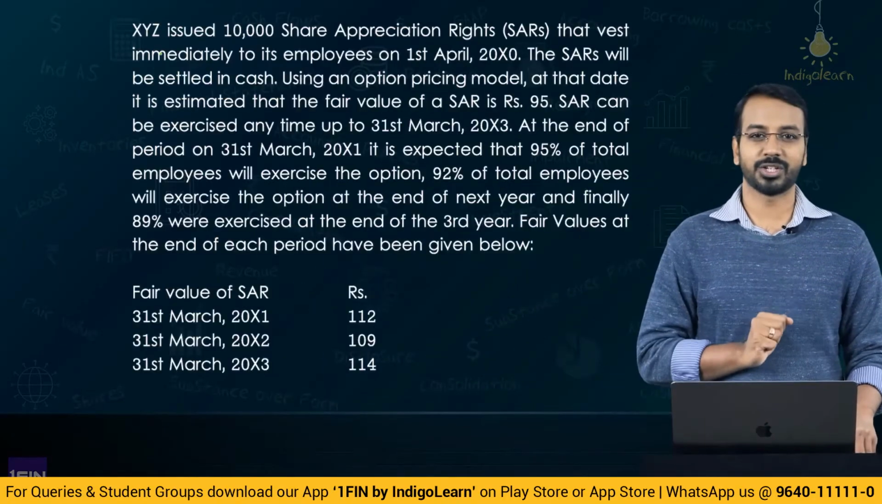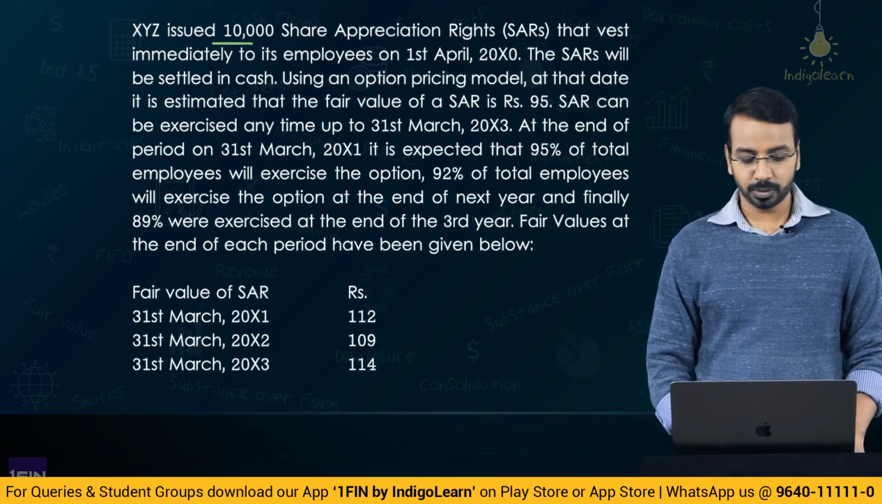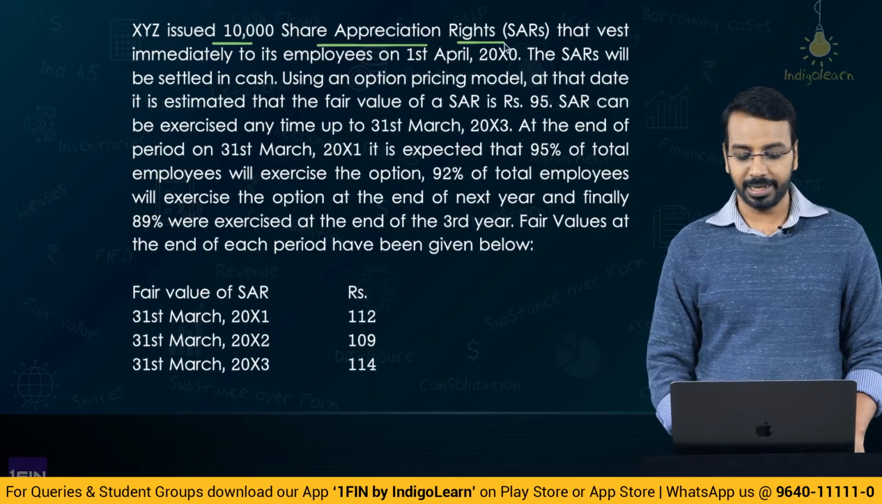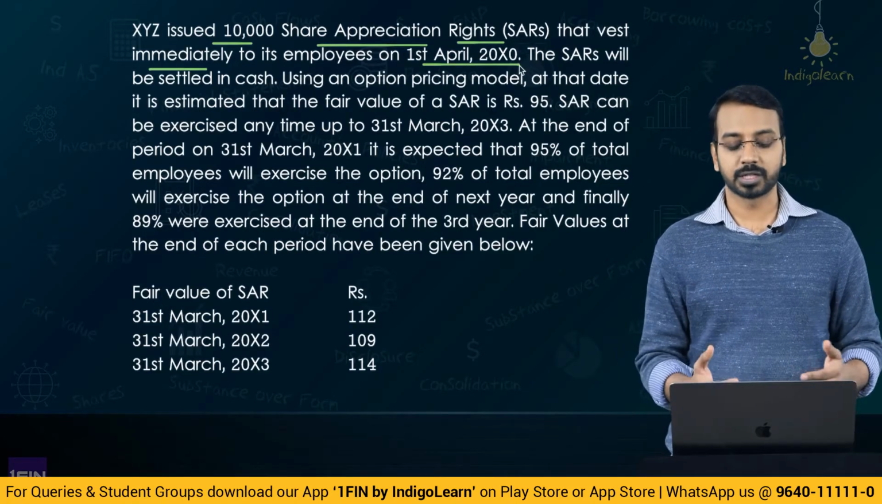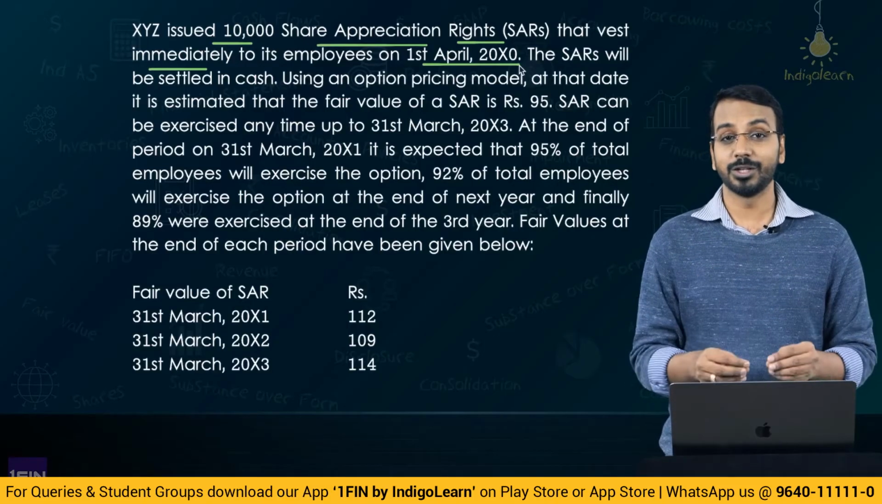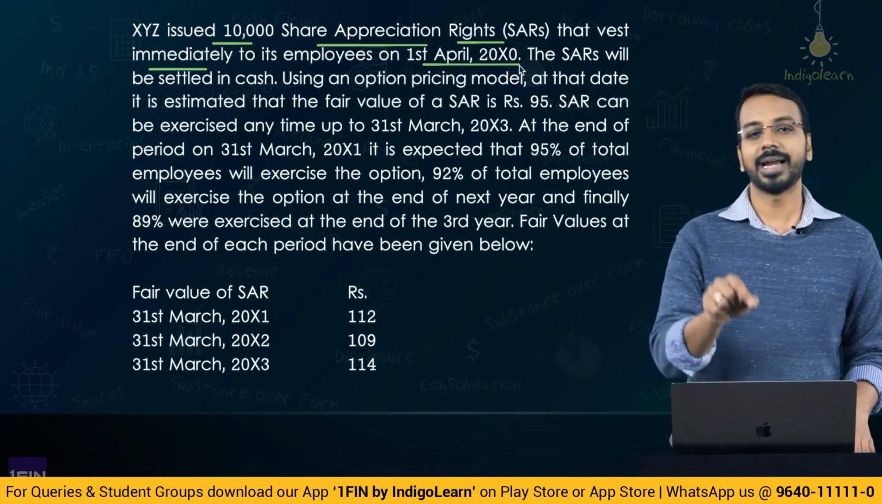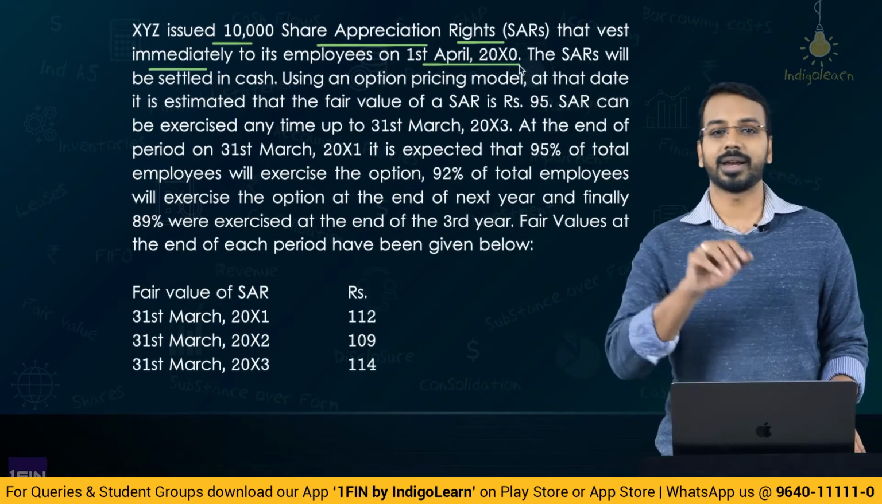So let's have a look at this question. XYZ issued 10,000 share appreciation rights that vest immediately to its employees on 1st of April of year 0. So on 1st of April of year 0, when the entity has granted the share appreciation rights, that day itself the share appreciation rights have vested.